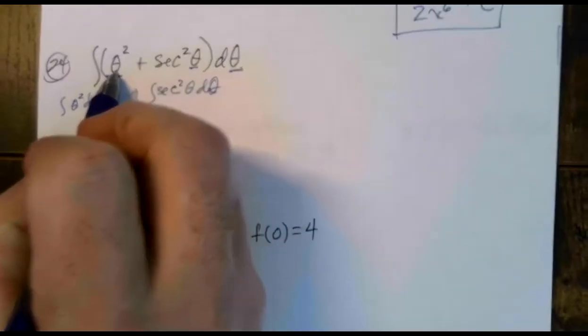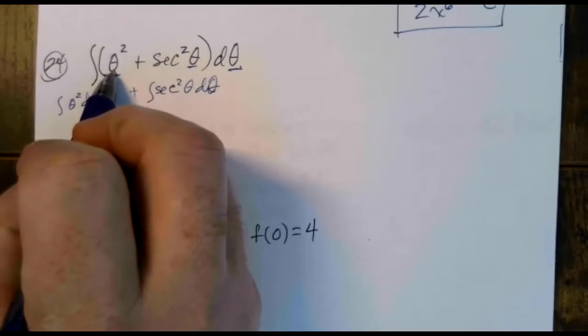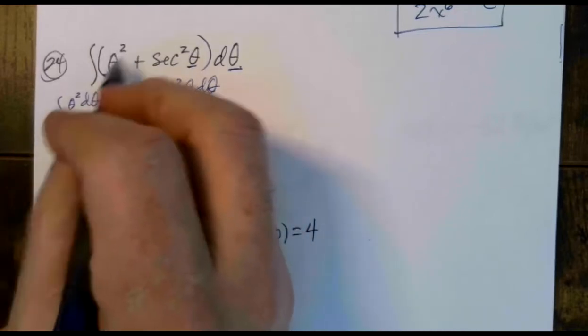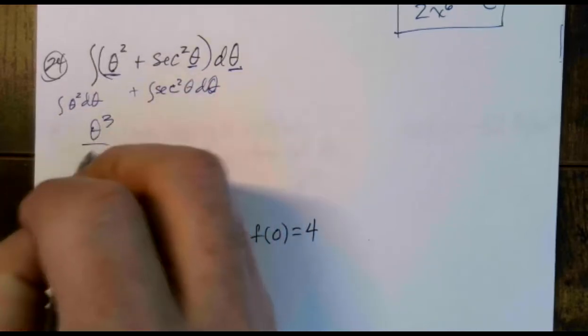This is just a power. It's a power function, just like x squared. I'm undoing a derivative, so I'm going to add 1 to the exponent and divide by the new exponent.